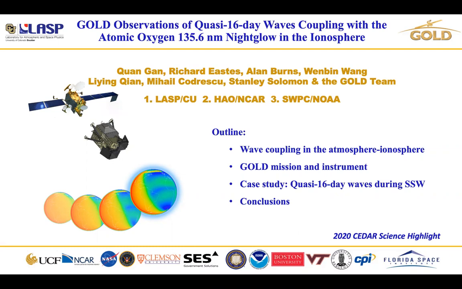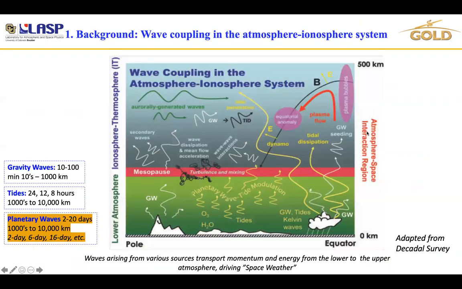I would like to start with a brief introduction of wave coupling in the atmosphere and ionosphere system. From there, I will switch to a quick introduction of the GOLD mission and instrument. The crucial results are from a case study, in which you will see the 16-day oscillations in the nightglow during the 2018-2019 SSW event.